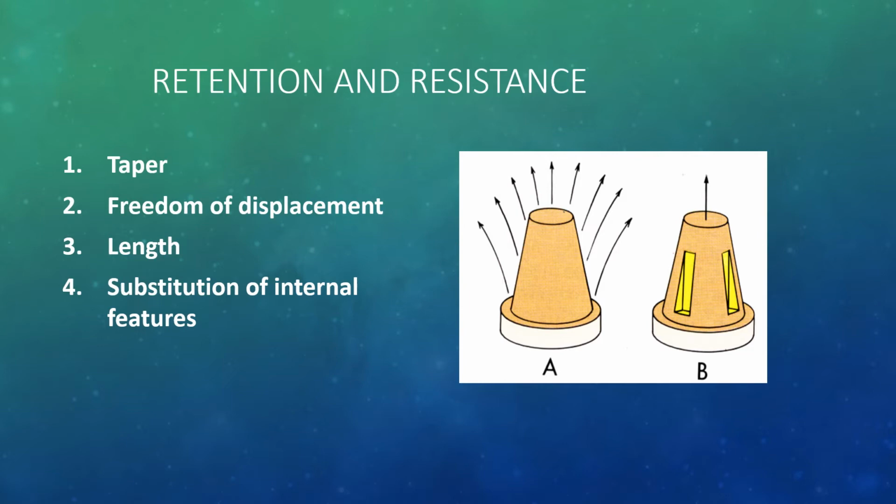In such cases where retention can be compromised, you have to substitute it with internal features. That is, you can prepare proximal boxes or proximal grooves, so that there will be an increase in the surface area of the restoration, and hence it not only provides excess surface area, but it also helps in preventing the crown from torquing, that is from oblique or horizontal forces, right? And having a single path of insertion is the prime important factor for having good retention form.